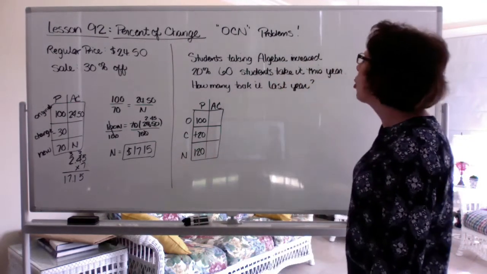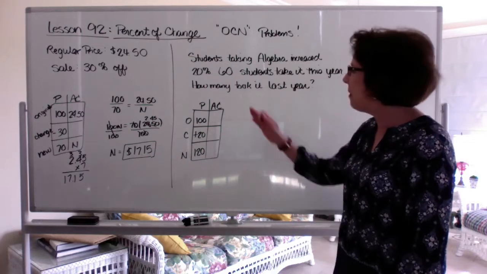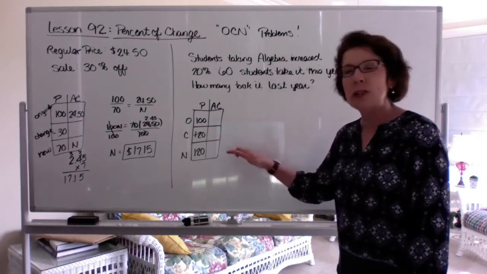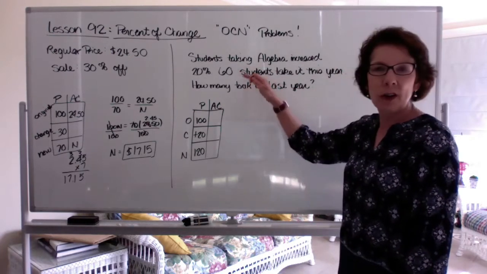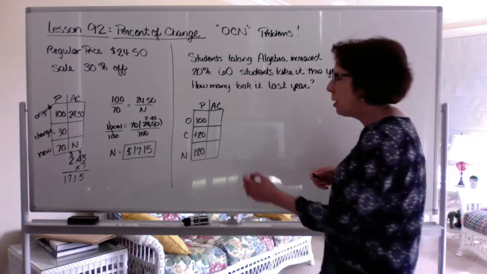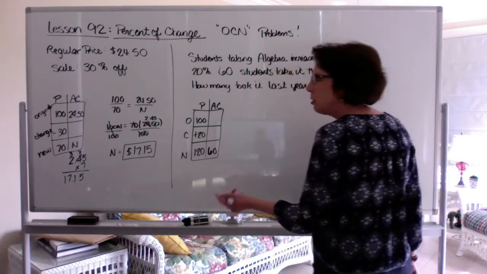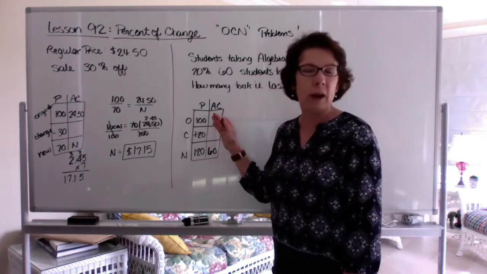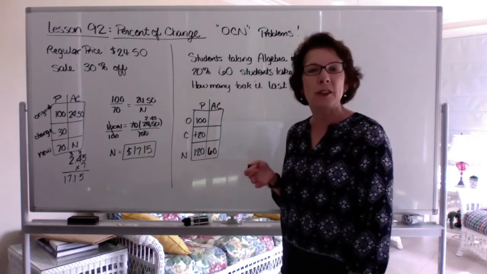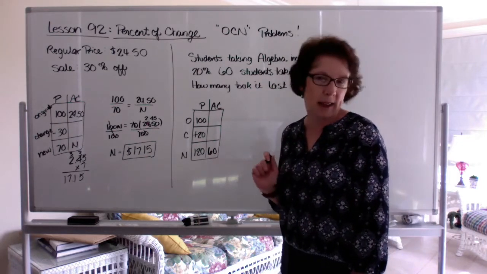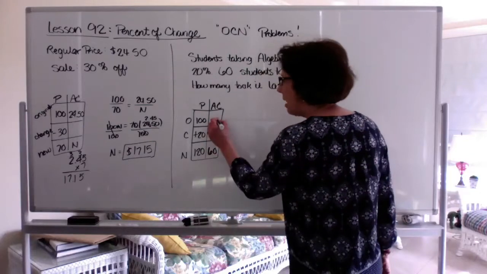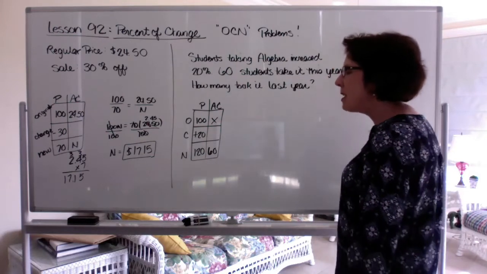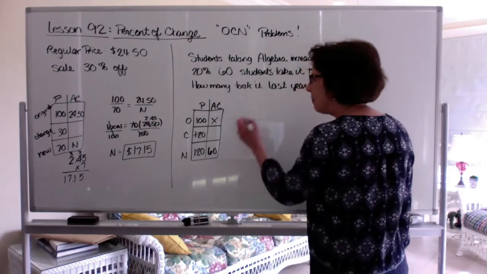Now, the question is, where does the 60 go in the actual count column? Well, 60 students take it this year. How many took it last year? So this year, 60 is the new number of students. Last year is the original number of students. Now, I don't like to put an O here. It looks like a 0. So what I do is instead of an O, I make it an X. Think of tic-tac-toe, O's and X's, okay? So I'm gonna make that an X because I don't wanna put a 0 there. That'd be very confusing.